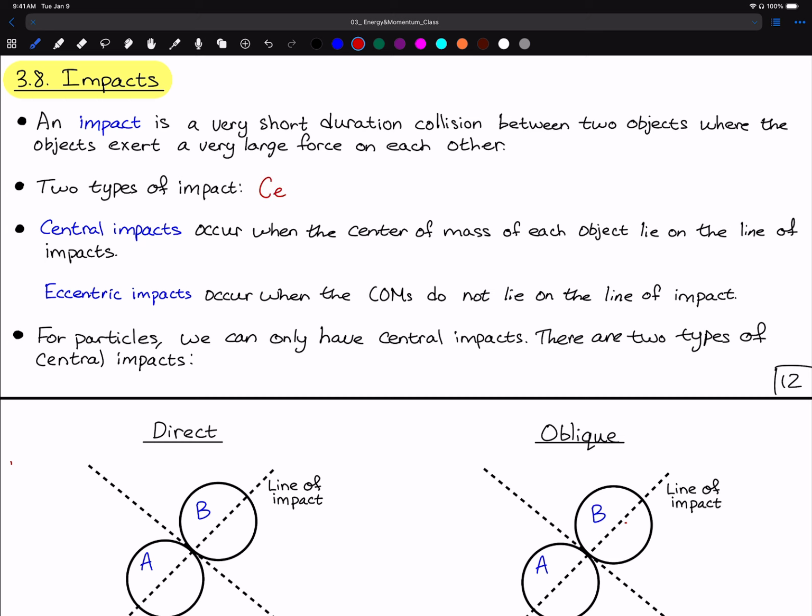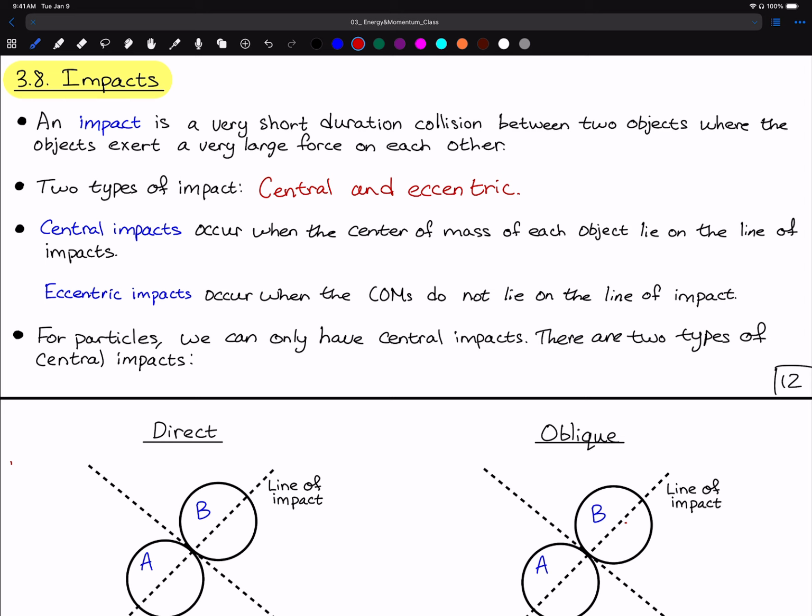The first are central, and the second type is eccentric. Central impacts occur when the center of mass of each object lies on the line of impact. You can see on the next page we have these lines of impact. Eccentric impacts occur when the centers of mass do not lie on that line of impact.